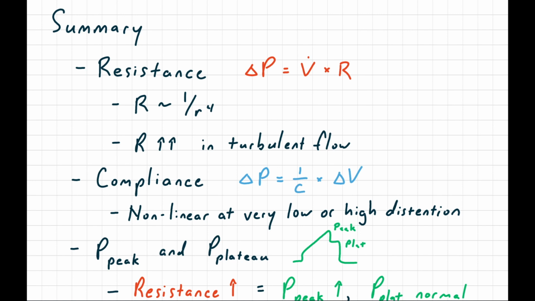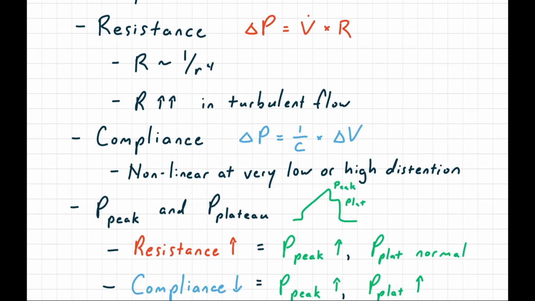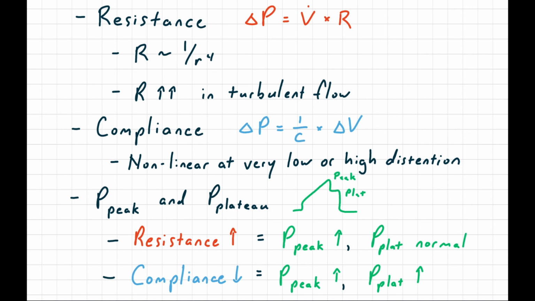We talked about compliance, which is the relationship between pressure and volume distension of the lungs. And we talked about how that can be estimated pretty well as a linear function, but does become nonlinear at very low and very high distension. We talked about the peak pressure and the plateau pressure, and use those to diagnose an increase in resistance as an increase in peak pressure without a big change in plateau pressure, and on the other hand, a decrease in compliance has an increase both in peak pressure and in plateau pressure.